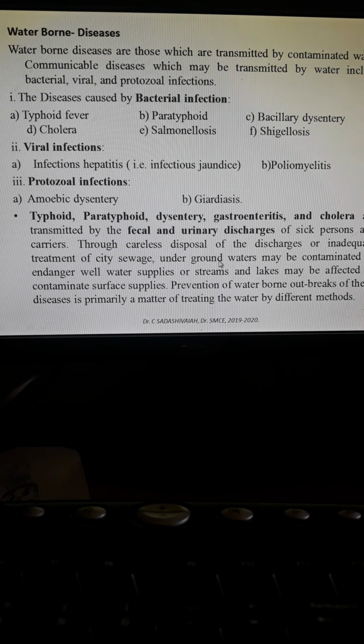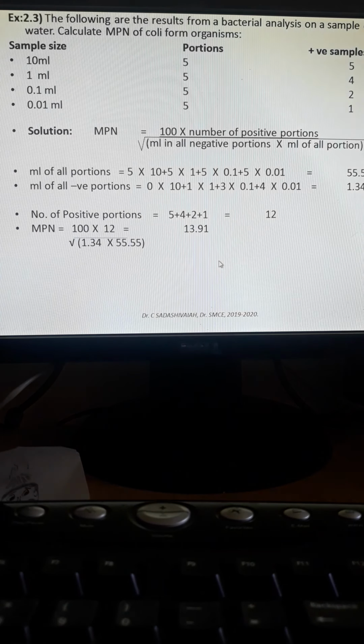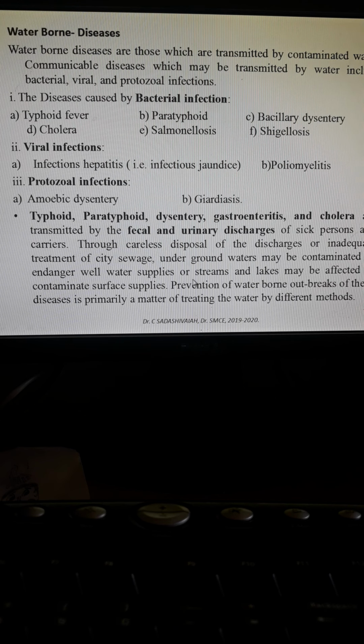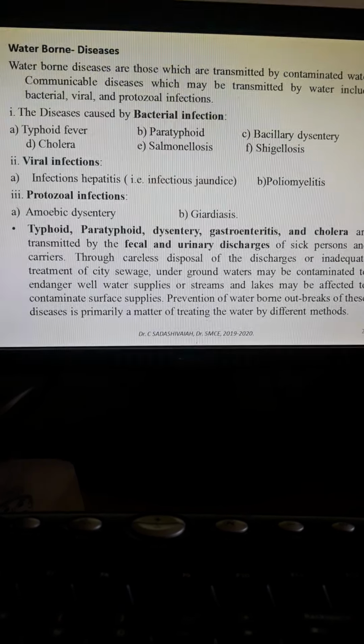Therefore, it is not asked in the example to comment on the result. However, we can comment that as this MPN value is more than 1, it requires disinfection, that is to destroy or kill the disease causing bacteria, in order to make the water safe for drinking and other oral consumption purposes. So this is about the determination of the most probable number of coliforms, and also we shall now discuss the waterborne diseases.